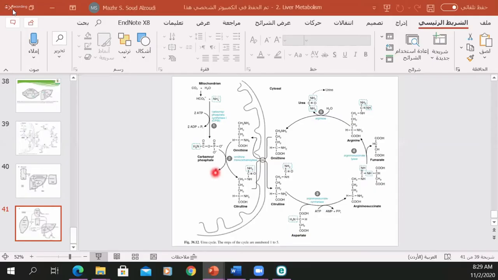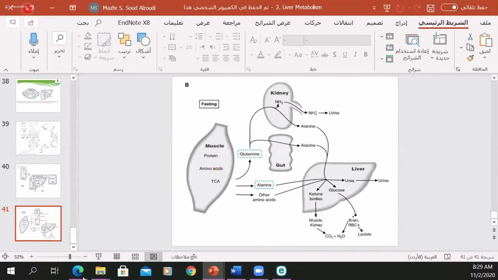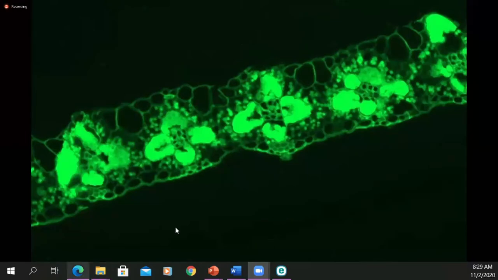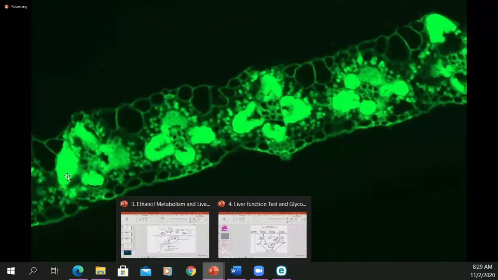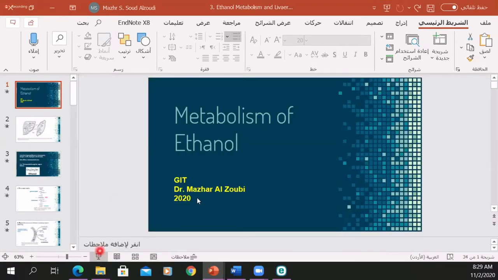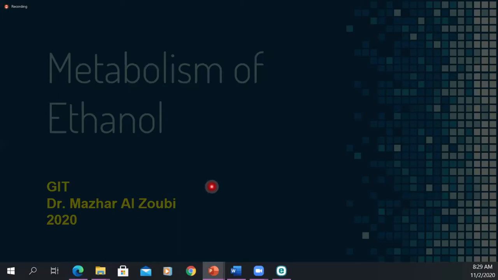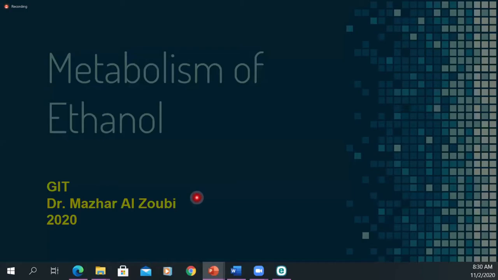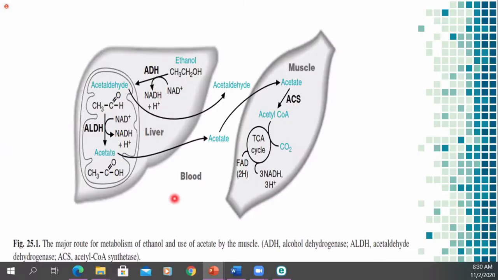Now, because there are things more important than the simple details here, I have to move to the next lecture, which talks about ethanol, and because it's very important to study or to have an idea at least about ethanol metabolism, how the liver is going to metabolize the ethanol molecule. Now first of all we have to know that we have two systems that can deal with the ethanol molecule in our body.